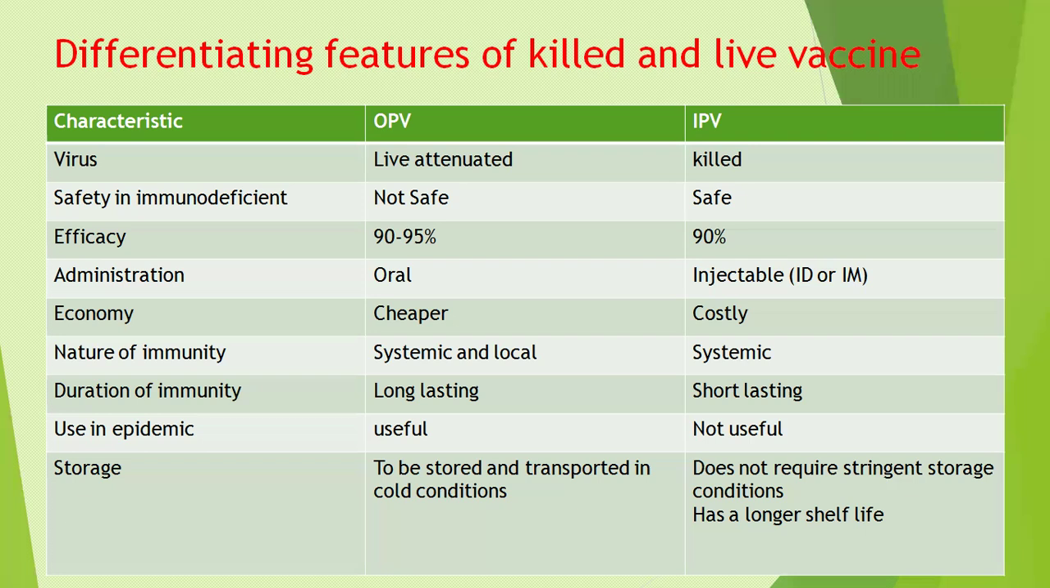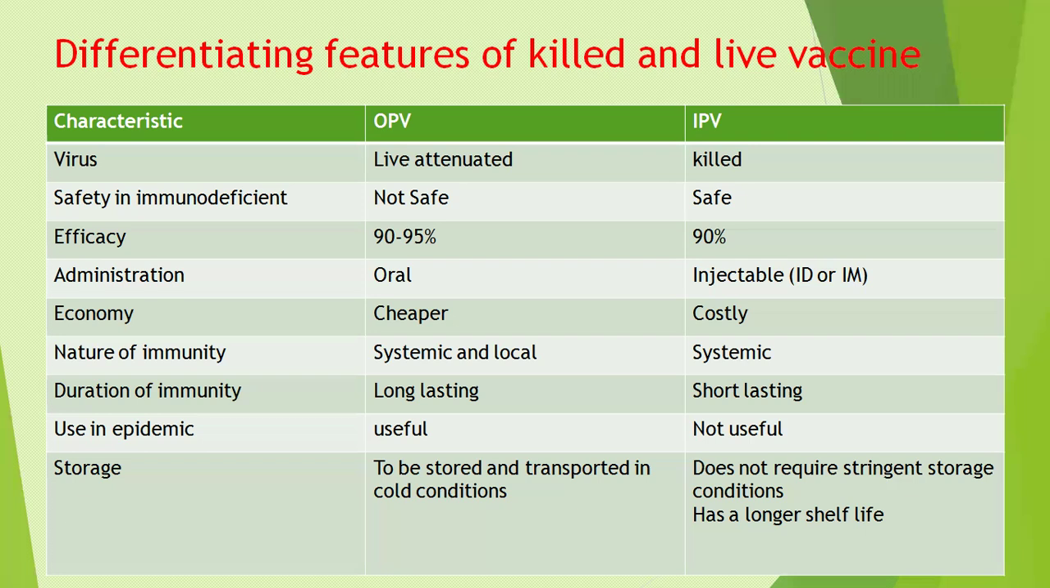So here, what are the main advantages of OPV? OPV provides herd immunity, which means the virus can shed in the feces and spread in the community by the fecal-oral route. So that's why it induces herd immunity. And the main advantage is it is cheaper than the IPV, and it is easy to administer also. It can be given by the oral route.